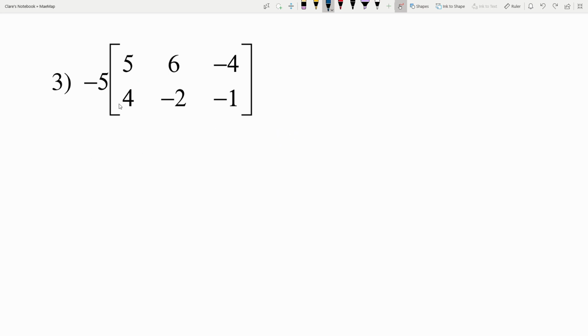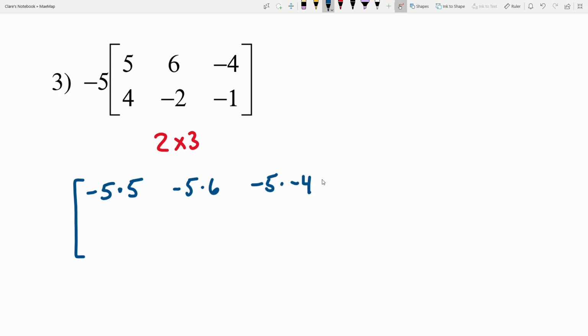So our result is still, let's count the rows, 1, 2 rows by 1, 2, 3 columns. So this is a 2 by 3 matrix, and the answer will also be a 2 by 3 matrix. So we'll have negative 5 times 5 for the first row, first column, and then negative 5 times 6 for the first row, second column, and then negative 5 times negative 4 for the first row, third column. And now I'm going to take this negative 5 and multiply it by each of my terms in my second row.